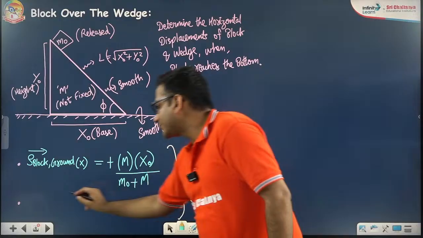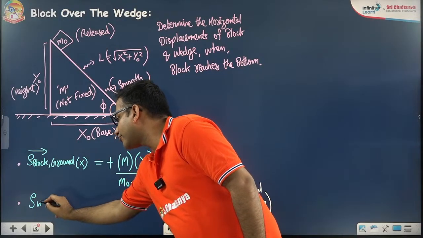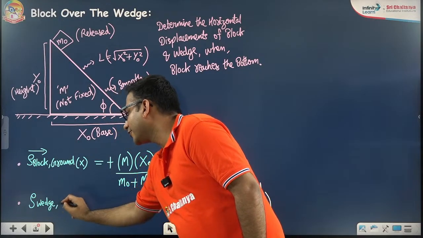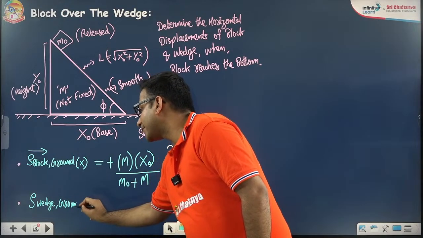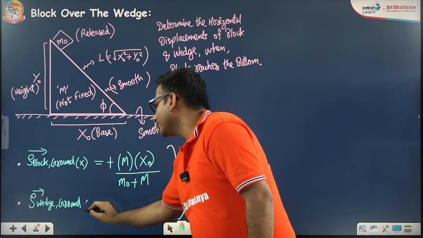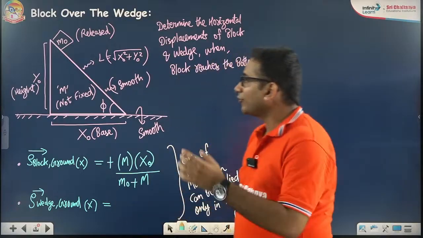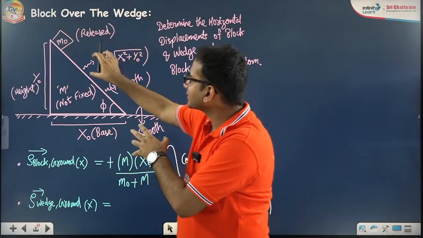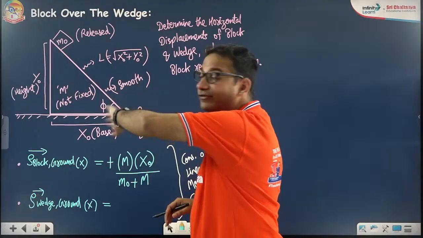Similarly, if they are asking for the displacement of the wedge or inclined plane with respect to ground, then in the horizontal, obviously by the time the block is sliding down, the wedge will be moving left.